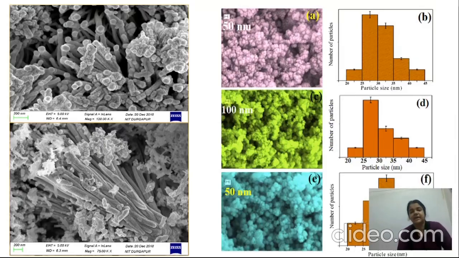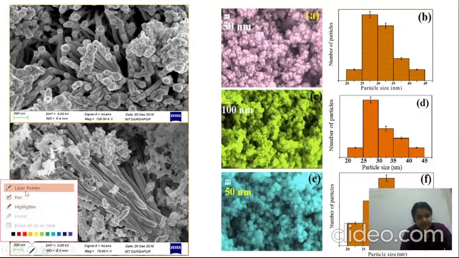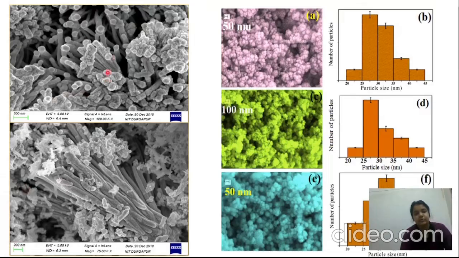These are basically the FESEM images, and by these FESEM images we can measure the particle size, and these are the particle size histograms. From these FESEM images we can see that there is a very good surface morphology. This type of surface morphology can have a great application in several fields like supercapacitor application, etc.